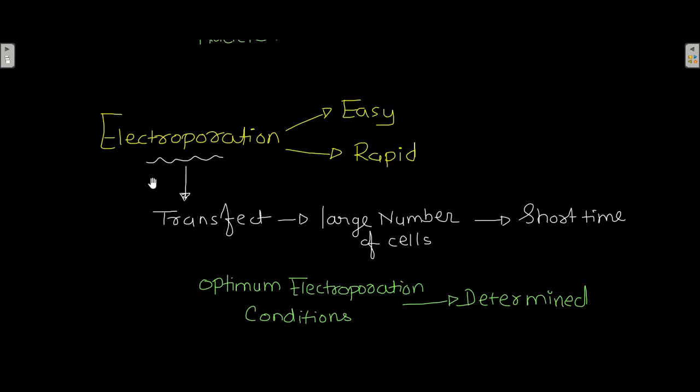Now, electroporation is easy and rapid, and it can transfect a large number of cells in a short time once the optimum electroporation conditions are determined. So you have to determine the optimum electroporation conditions, and after that you can transfect a large number of cells in a short time by doing electroporation. Okay, it is easy and rapid.